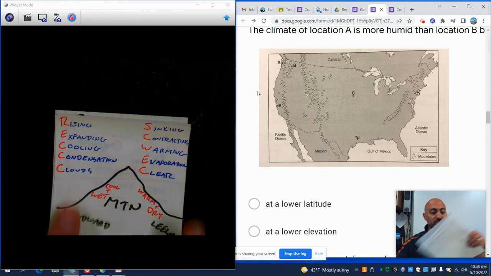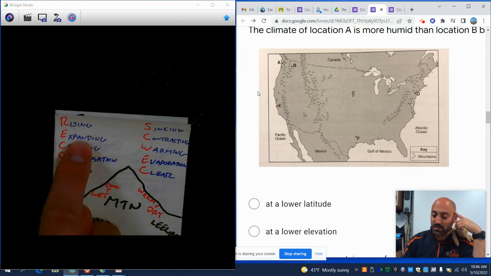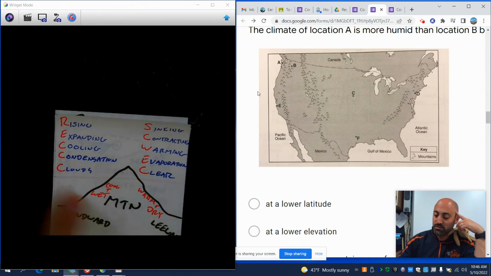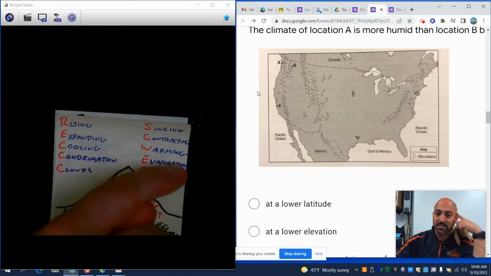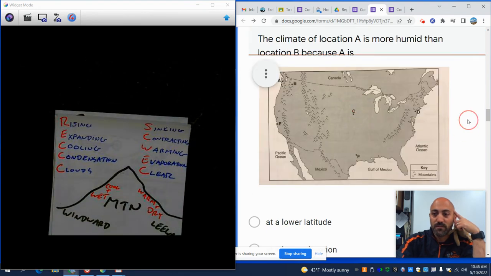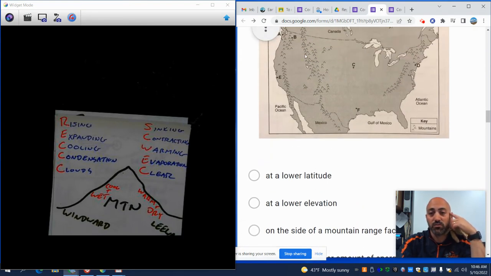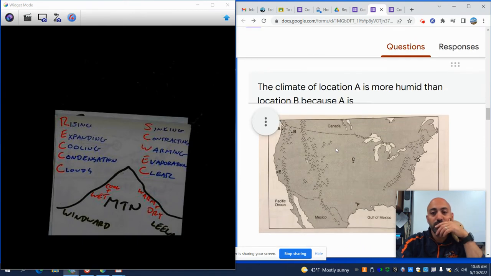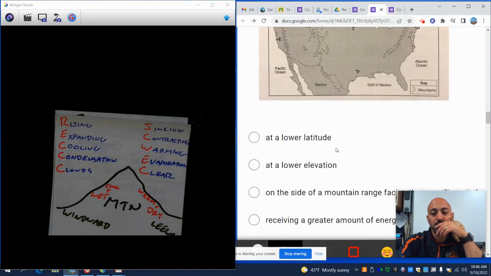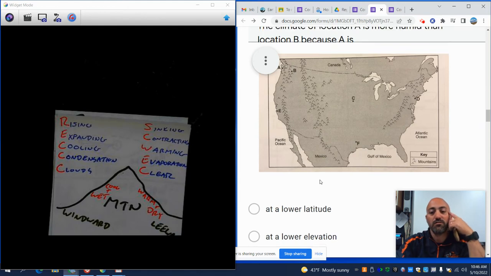But then you've got different sides of the mountain. When the air comes up the mountain, it's rising, expanding, cooling, condensation, and clouds. This is the cool side and the wet side. The back side of the mountain is going to be warmer and drier. And then up on top of the mountain is also going to be cool. So B is in the mountains, it's going to be a cooler place. B is also on the backside, going down the mountains, so it would be getting dried out.